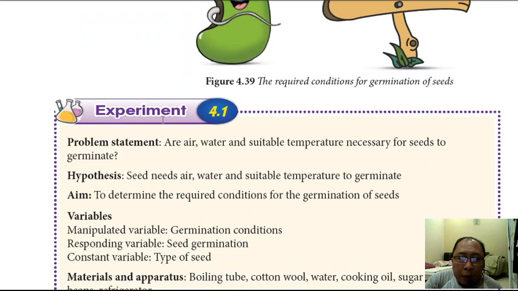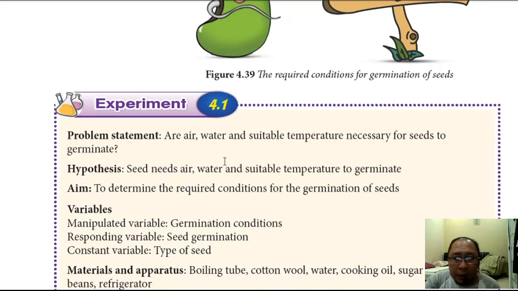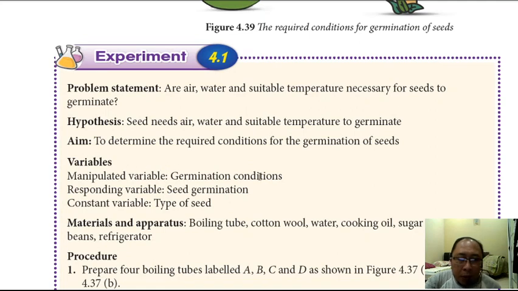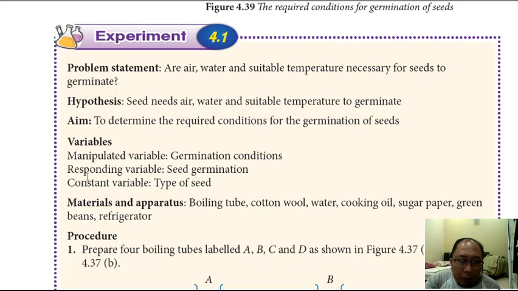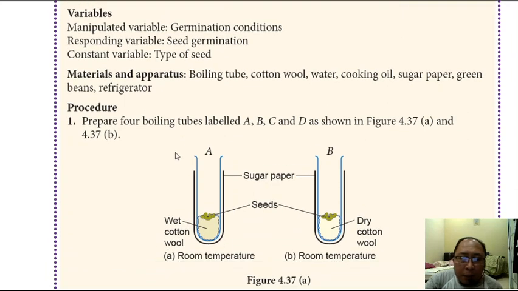So we have one experiment to study the factors that affect the germination process. If we look into this experiment, the manipulated variable, responding variable, and constant variable are given here. The problem statement is: are air, water, and suitable temperature necessary for seed to germinate? The hypothesis for this experiment is that seed needs air, water, and suitable temperature to germinate. So what is the procedure? You can see from here.